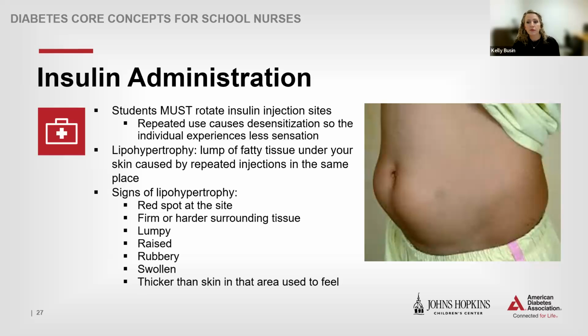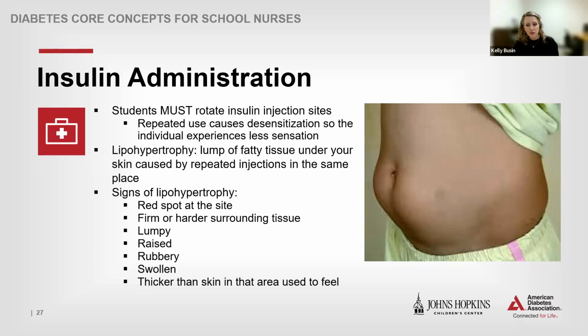Lipohypertrophy is basically a lump of fibrous fatty tissue that develops under the skin as a form of scar tissue. Even though it does have some fatty components, it's not the same as subcutaneous fatty tissue, and so insulin doesn't absorb well in these areas. Long term, if the person continues to use that area over and over, despite the presence of an area of lipohypertrophy, the area can eventually become so scarred that it can't be used ever again in the future.